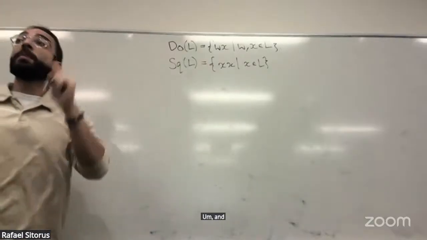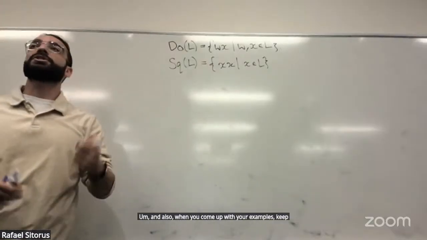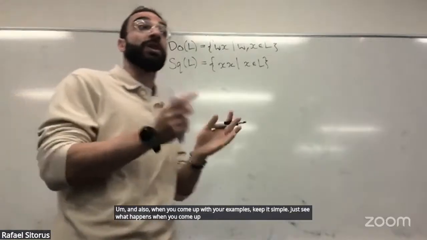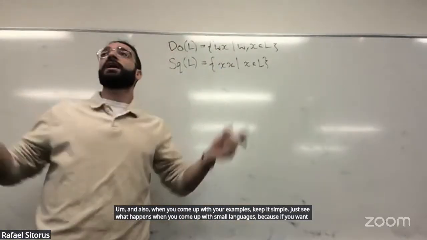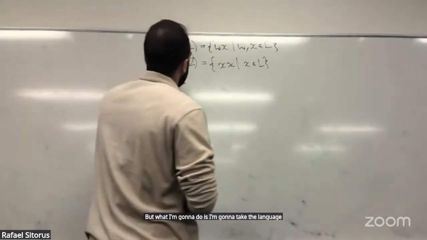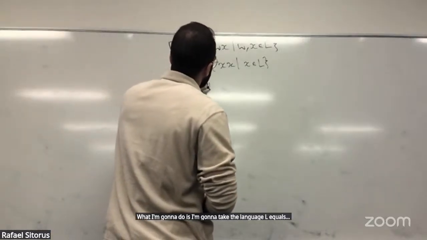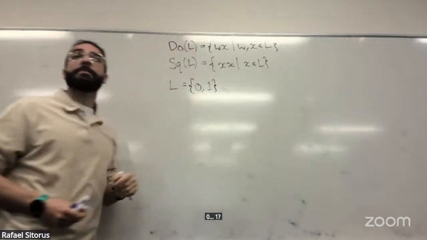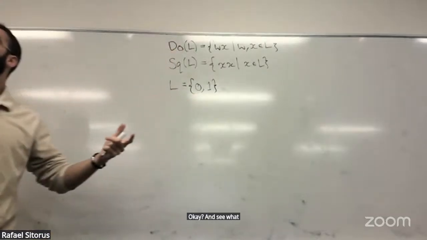And also when you come up with your examples, keep it simple. Just see what happens when you come up with small languages, because if you want to think about really large languages, it starts to get a bit tricky. But what I'm going to do is take the language L equals {0, 1}, and see what happens for both of these.